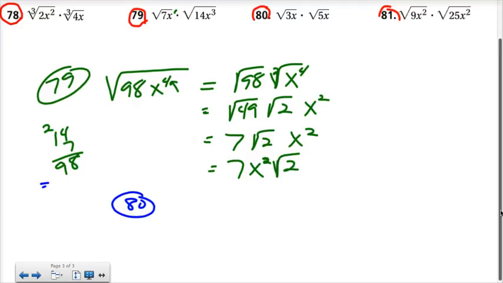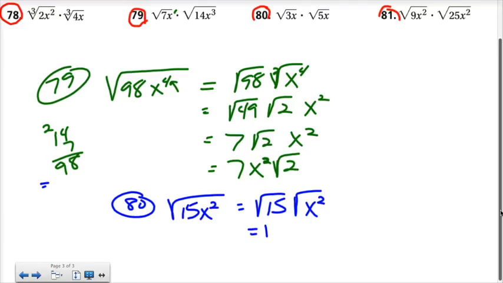we have the square root of 3x times the square root of 5x, and that will of course give us the square root of 15x squared. So we need the square root of 15 and we need the square root of x squared. The square root of 15, we do not have any perfect squares that go into that, but we certainly do know the square root of x squared is x. So this will be x square roots of 15.